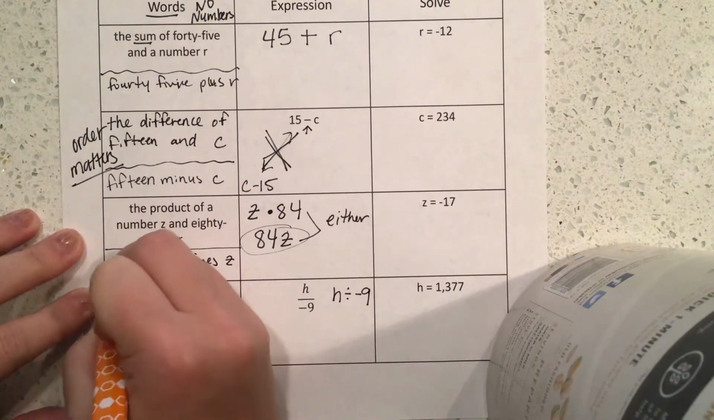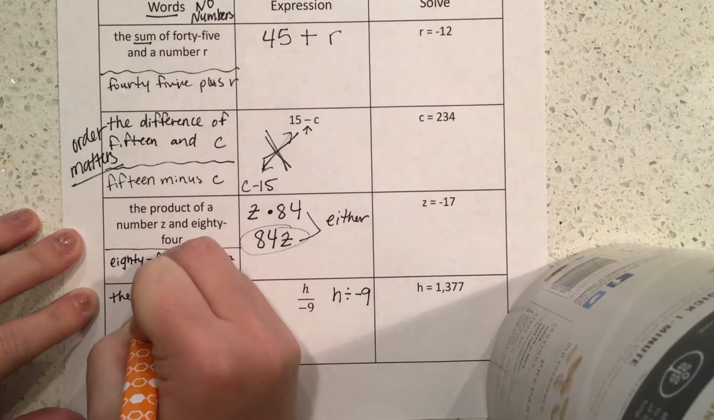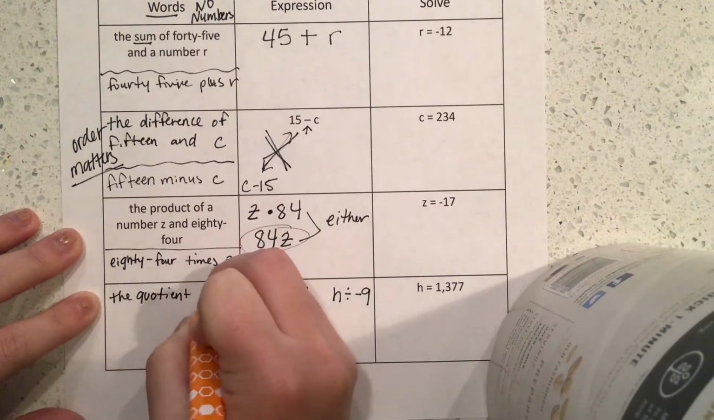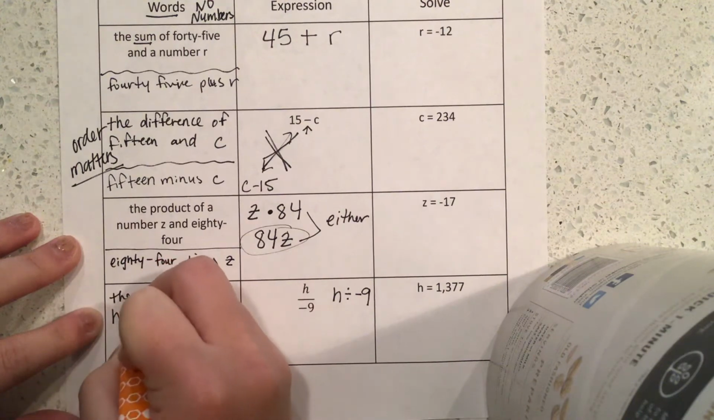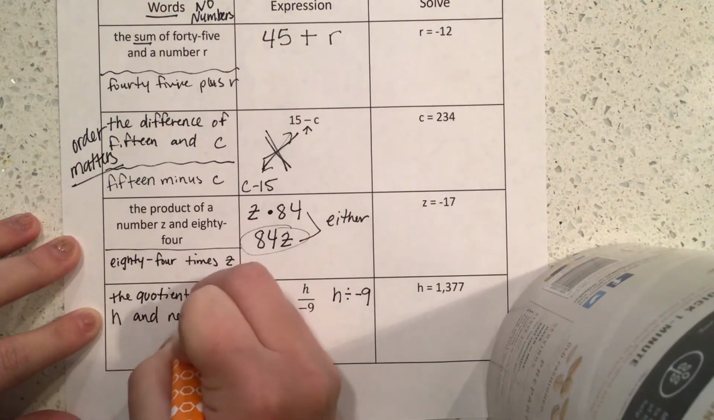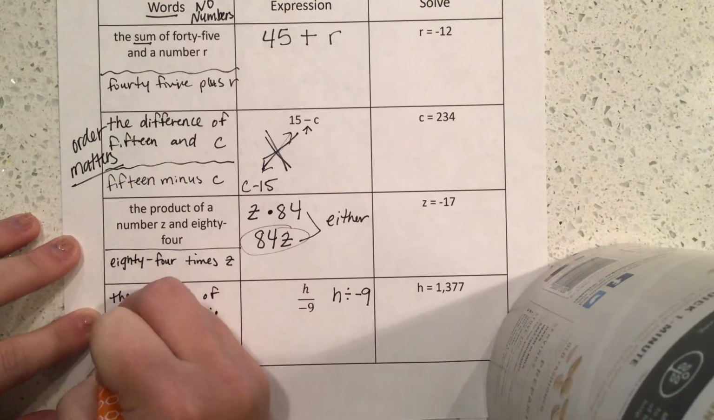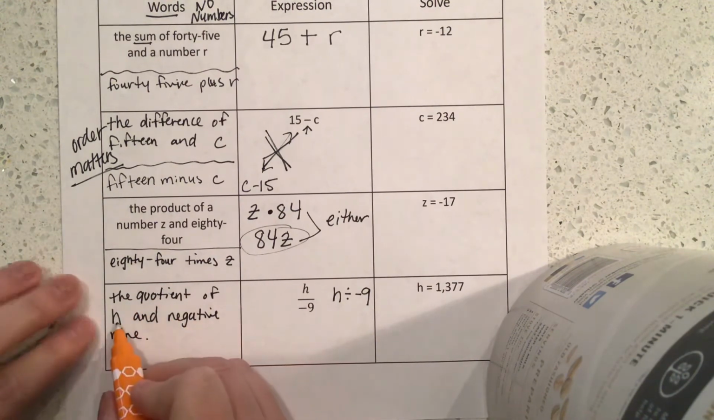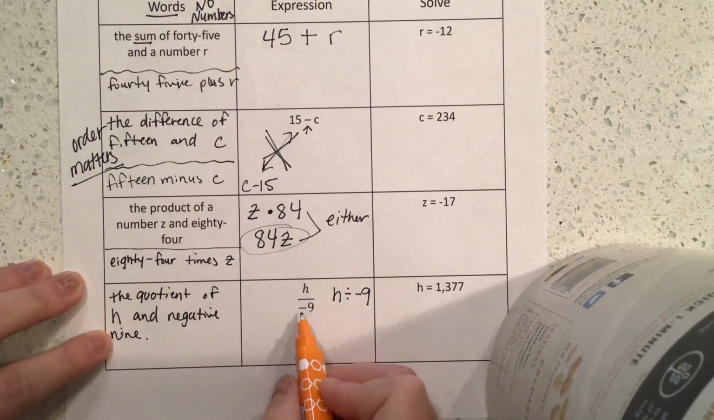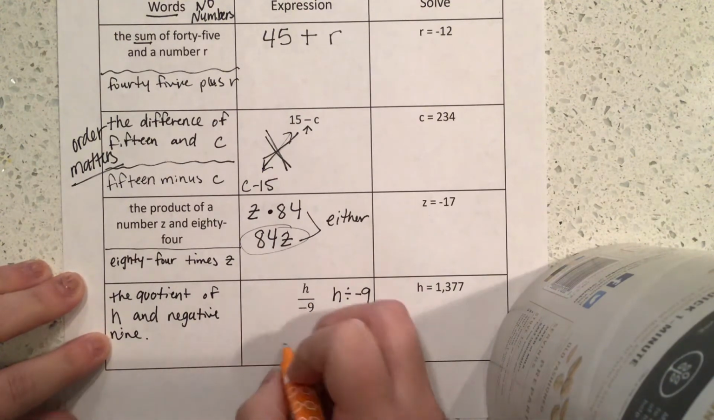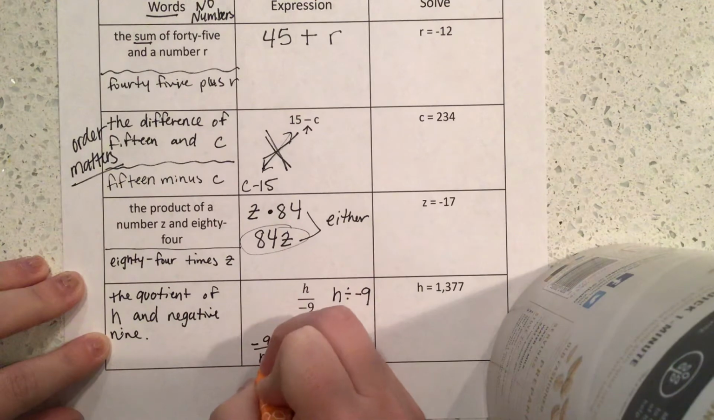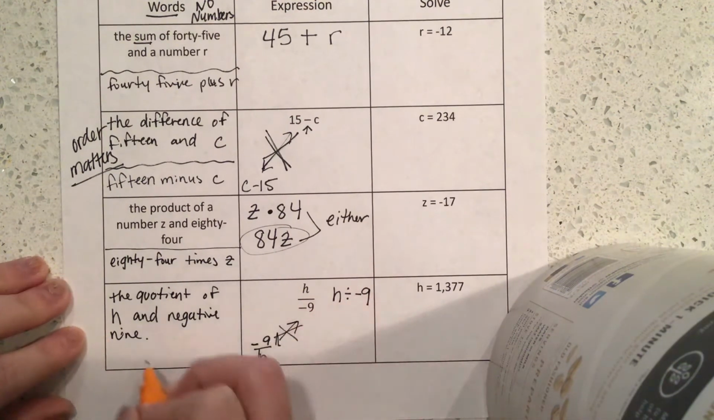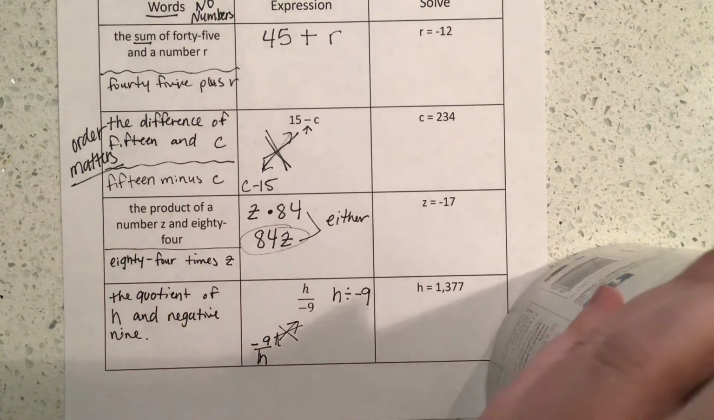So we're going to put the quotient of h and negative, make sure you spell it out, -9. Quotient means to divide. H comes first because it's at the top, and -9 is at the denominator. I cannot switch this around. This does not say the same thing. So again, over here on the side, I'm going to write order matters.